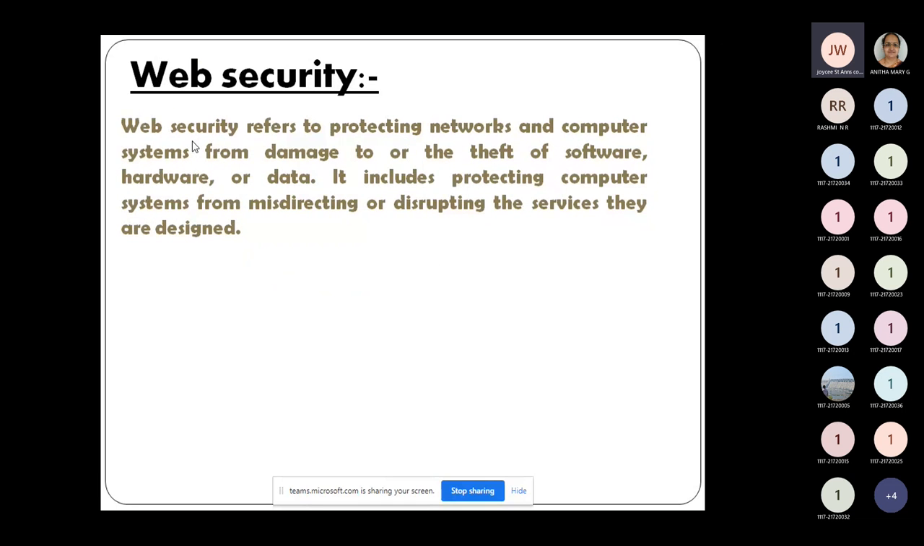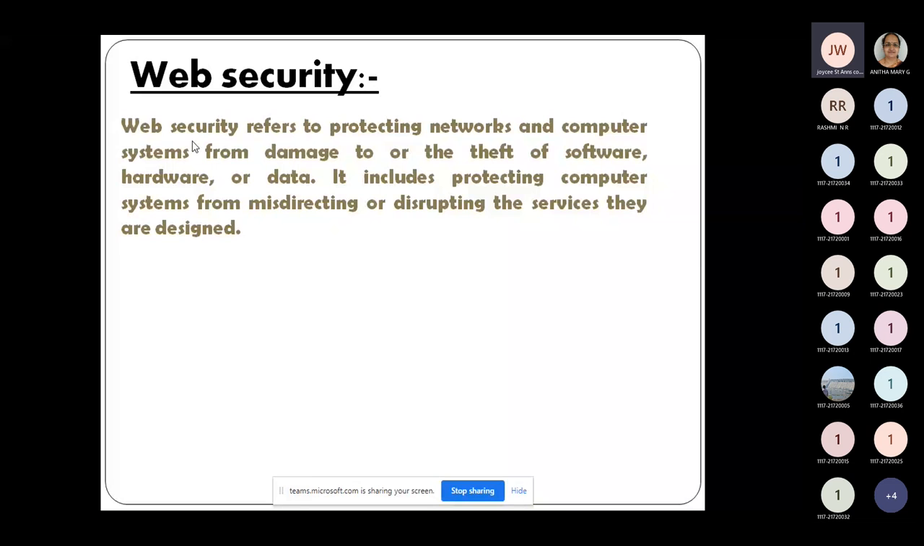Next one is web security. Web security is nothing but protecting the network or a system. We are protecting against damage to software, hardware, or data. It includes protecting computer systems from misdirection or disruption of the services they are designed to provide. It is cyber security, and it also covers website security, protecting the website from attacks. In web security, we use a VPN, a virtual private network, which falls under the website security umbrella.